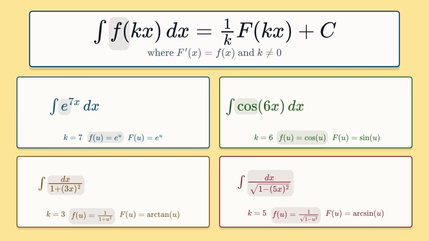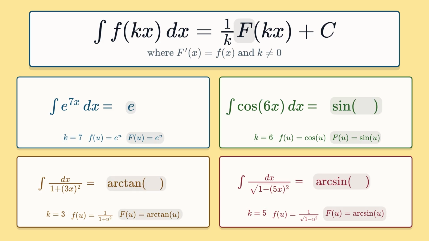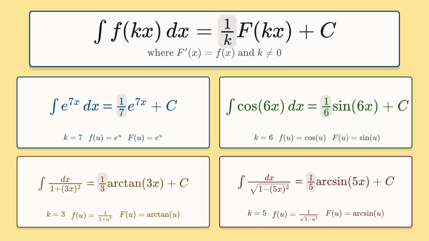This is why U-substitution is often called the reverse chain rule. Here, every time you're dividing by that constant when you're doing the antiderivative, you're undoing the extra factor the chain rule would have created coming in the other direction.